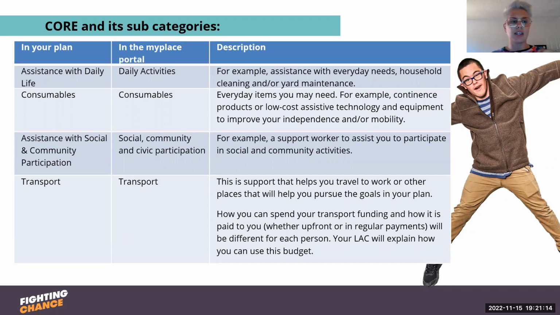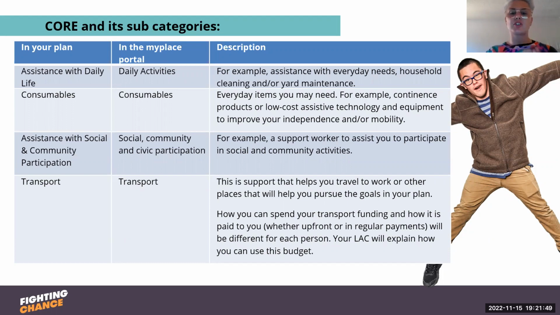And then there is assistance with social and community participation. And in the My Place portal, it is social, community and civic participation. And that's essentially for your support in the community. So it can be for programs, social programs, or day programs, but it can also be for one-on-one support in the community. And again, daily activities, consumables, social and community participation can all be flexible.